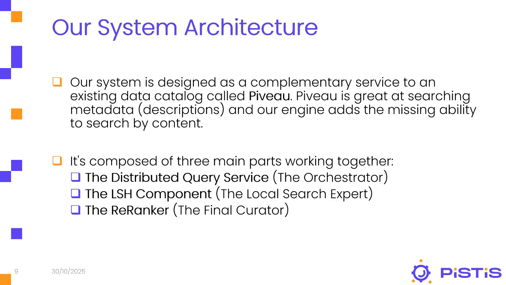So, let's look at our system architecture. Our system is designed as a complementary service to an existing data catalog called Pivot. Pivot is great at searching metadata, like descriptions, and our engine adds the missing ability to search by content. Our system is composed of three main parts working together: distributed query service, which is the orchestrator, the LSH component, the local search expert, and the re-ranker, the final curator.